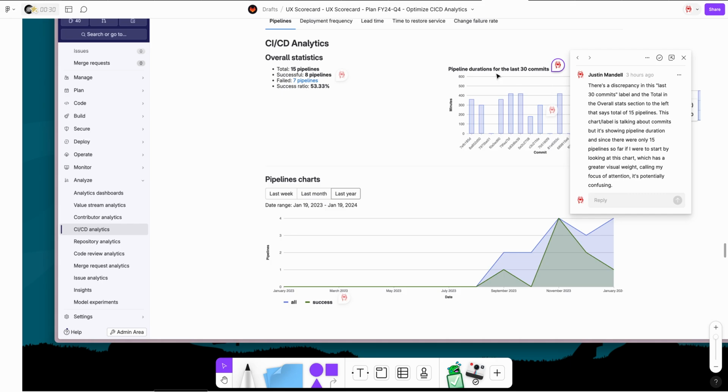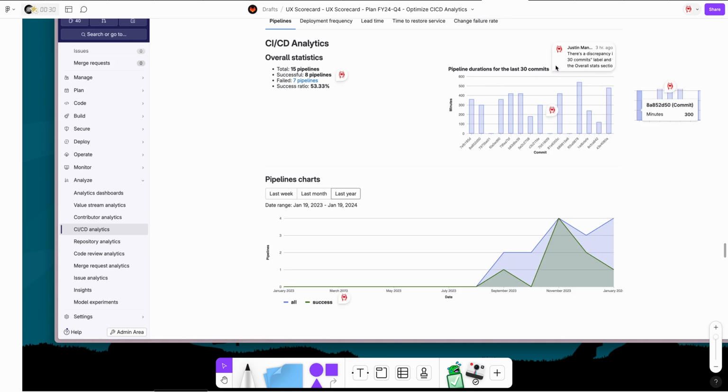So the 30 count versus 15, I feel like there might be some way that we could label this something like up to 30 commits, or I don't know, something like that. So at least there's a connection between smaller numbers. Talking about commits, like I said, versus pipelines. So if I were to start by looking at this chart, it grabs my attention more than this copy. That's where some of the confusion, maybe there's a distance thing. We can draw these things together a little bit more. I don't know, there just seems to be a slight disconnect there.